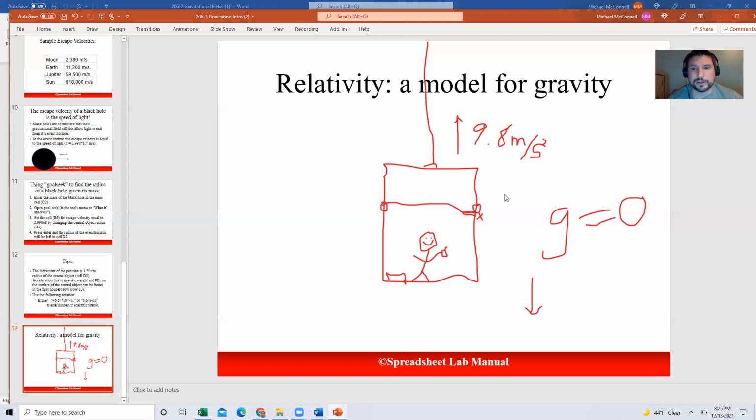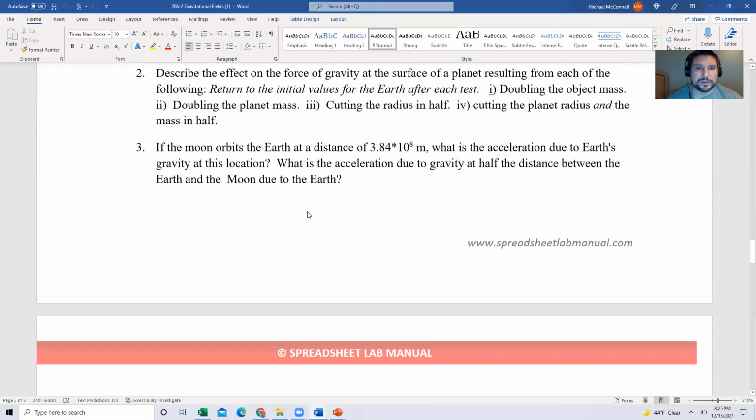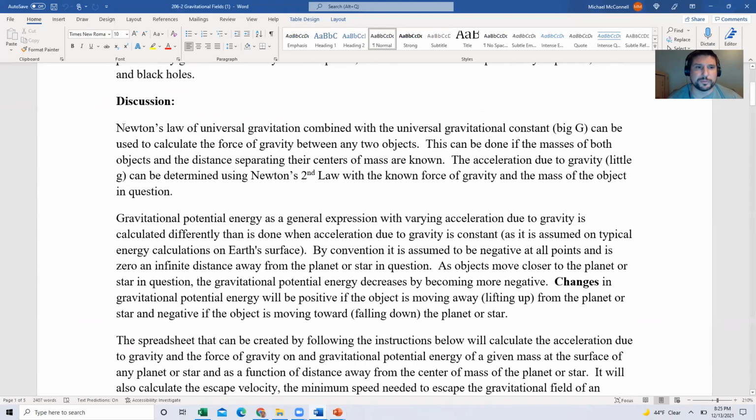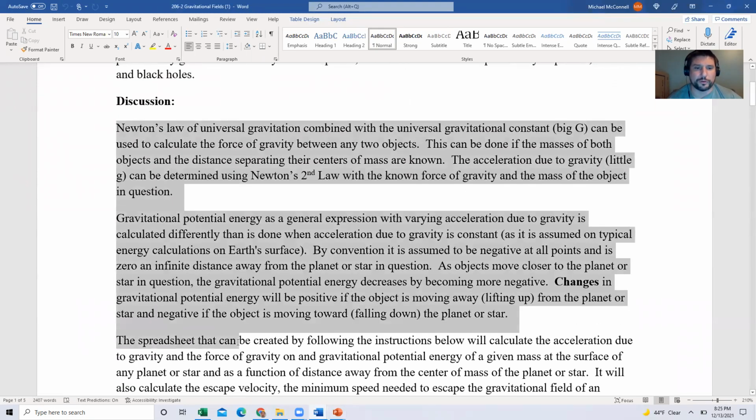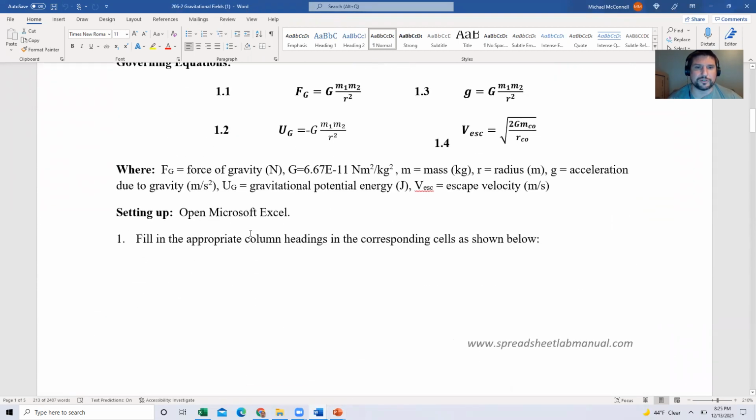Okay, so I'm going to show you how to do the first part of the data table now, because this is going to walk you through similar ideas, this discussion, but you can read this discussion at your leisure. This is just going to show you the equations that we're using: force of gravity equation, gravitational field, little g.